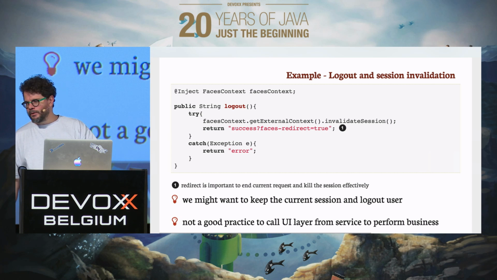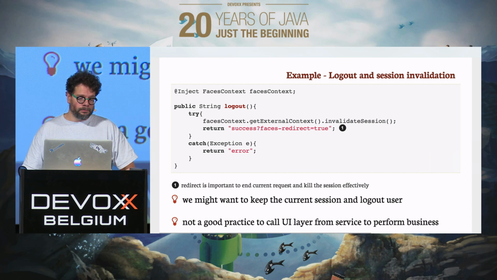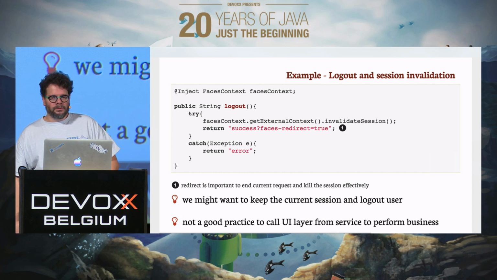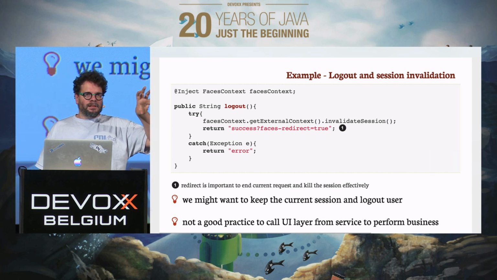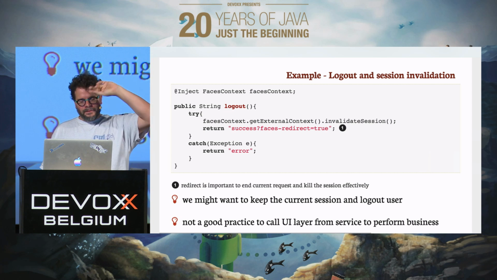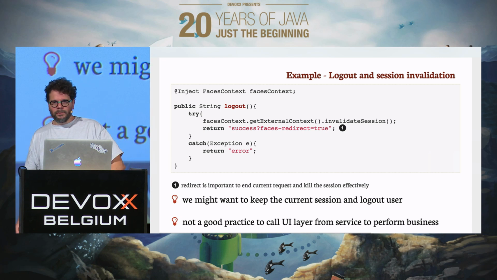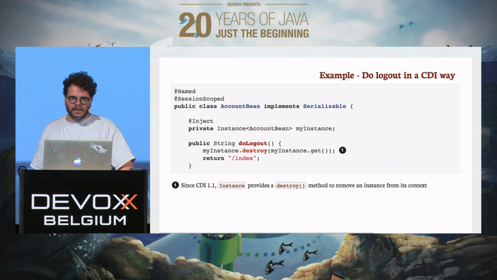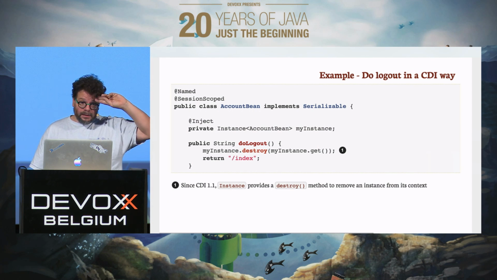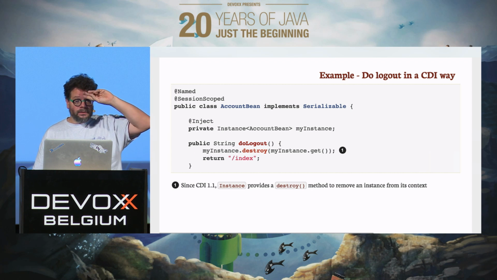That could solve the problem, but by doing that, you are killing the session. So you might want to keep the session active. And it's not a very good practice, in your business service layer, to call UI stuff to perform business logic in the use case logout. So what you can do is to do it in a CDI way. You will do that by using the Instance interface.